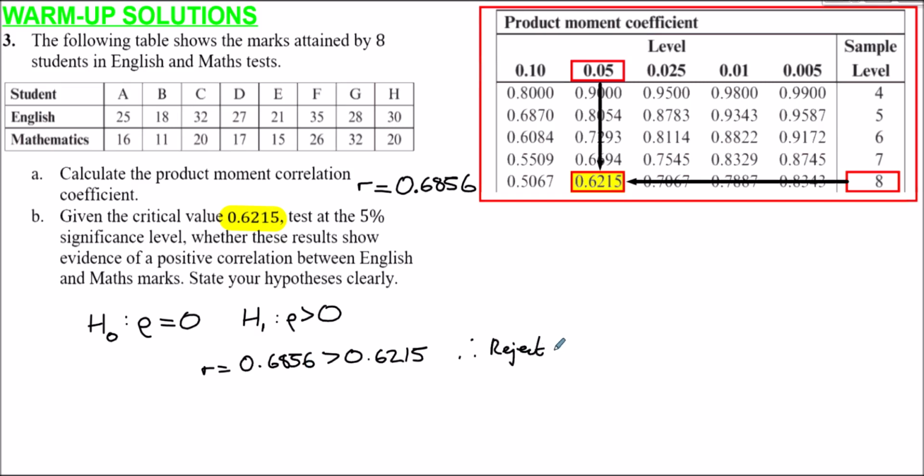Reject H0. In other words, there is evidence of positive correlation between English and Maths results.